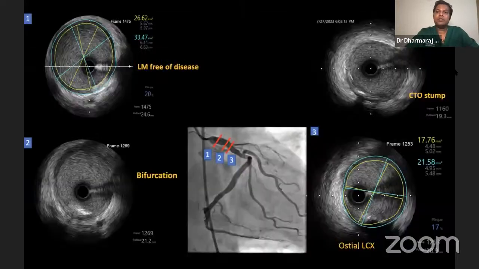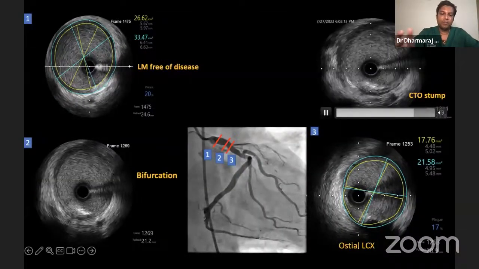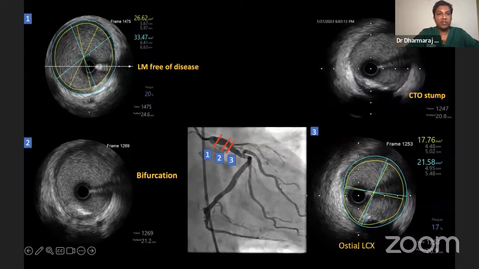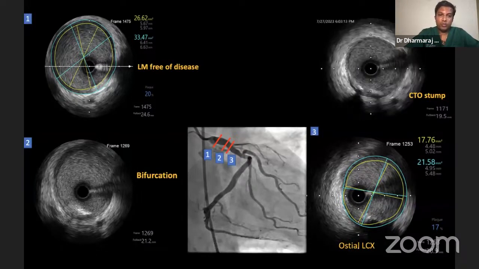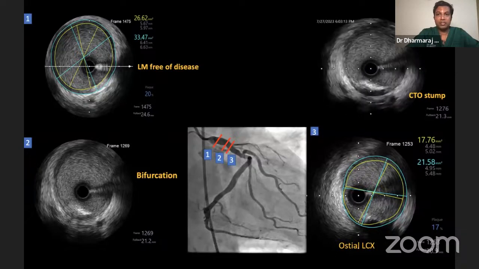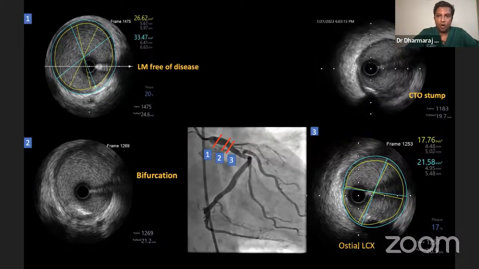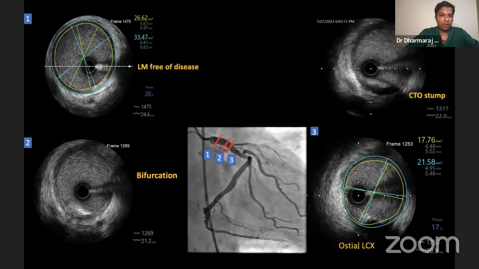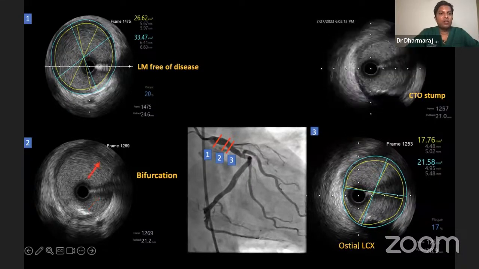And this is the IVUS pullback, as you can see, from the circumflex artery. The left main is relatively free of disease with a very large lumen of almost 6 mm diameter. This is the area of the bifurcation, and you can see the stump, and the IVUS image is playing above. You can see the stump of the LAD and where we need to puncture. The ostial circumflex is relatively free of disease. And this is where you need to puncture.